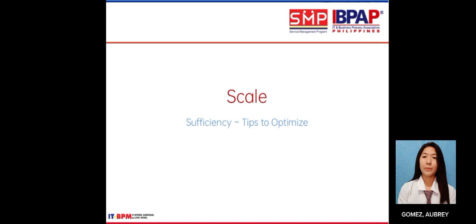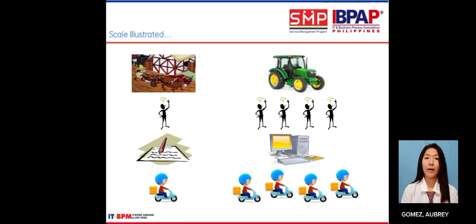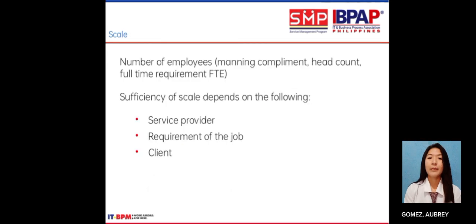Scale: sufficiency and tips to optimize. This is how scale is illustrated. We can see here how things or people are going to make it easy, the processes. Number of employees or manning complement, headcount, full-time requirements or FTE.